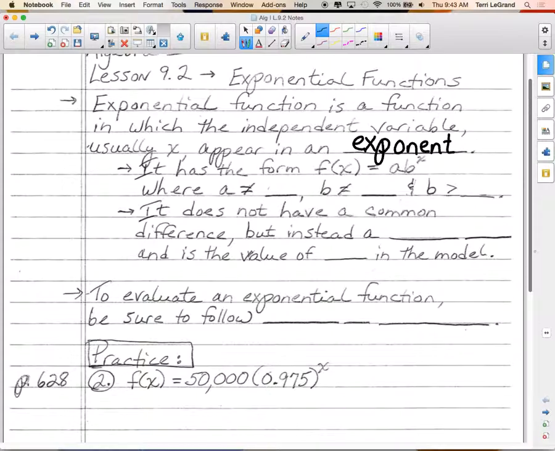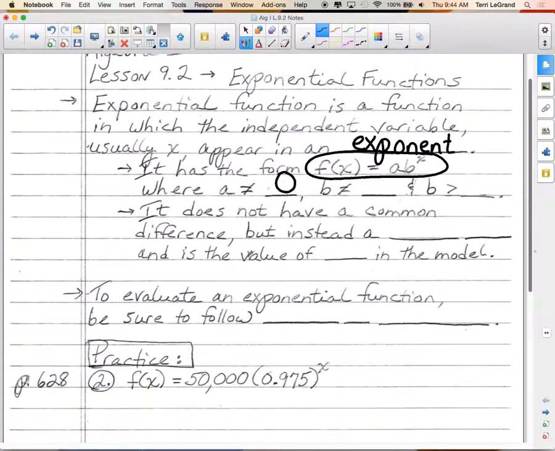Let's circle this right here. It has this form, f of x equals, f of x is the same as what again? Y. So f of x or y equals a times b to the x power. Now notice the a isn't in parentheses with the b, it's just the b that is being raised to the x power, and then there's a multiplier of a out front. So a can't equal 0, because what would happen if we multiplied that b to the x power by 0? We'd have 0, our exponential function would be gone.